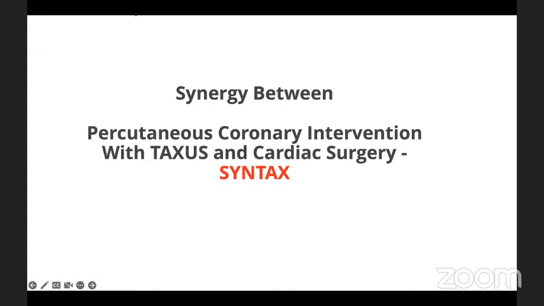So this is a randomized trial with 2 arms. Any patients coming with either three-vessel disease or left main disease are randomized to either receive a PCI or CABG. It was published in 2009.